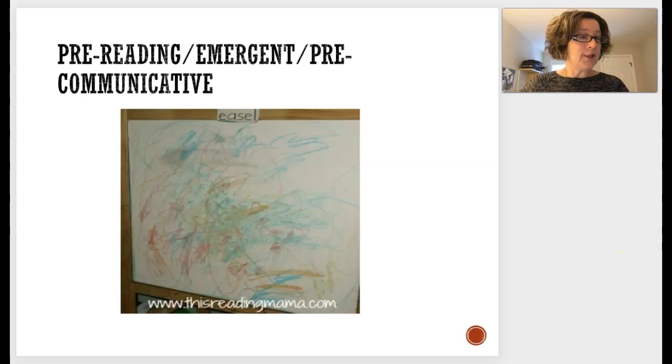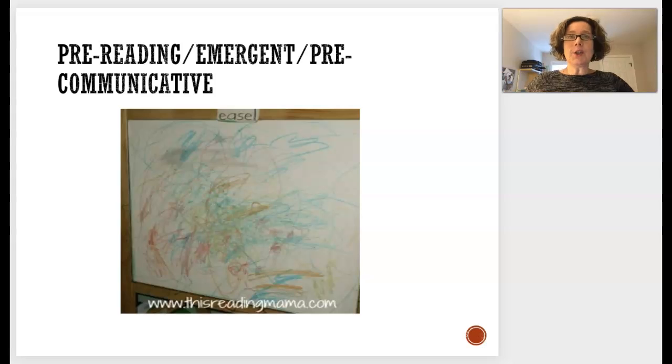Okay. So just as a quick review, if you did the reading a while ago and are coming back to it now, this is what pre-reading, emergent, or pre-communicative looks like. So this is our preschool. This is random scribbles. There are no phoneme or grapheme relationships shown here.